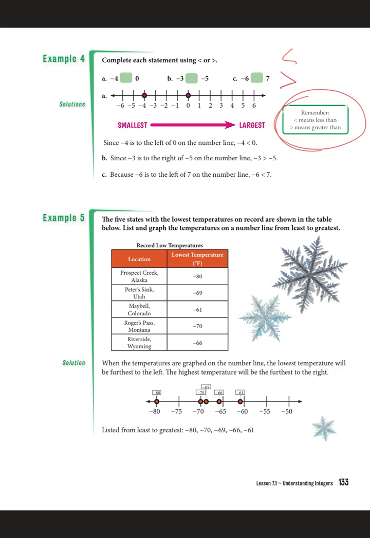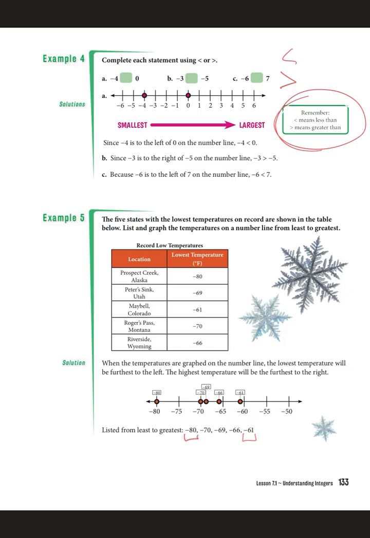The solution says when the temperatures are graphed on the number line, the lowest temperature will be furthest to the left. The highest temperature will be furthest to the right, or closer to 0. So when they're listed from least to greatest, -80 is the farthest away from 0, so it is the lowest temperature. Whereas out of the 5 temperatures, -61 is closest to 0, so therefore it is the greatest temperature. All right, so hopefully that makes some sense to you, but we're going to dive right into it here in just a second. So moving on to the tiered lesson.